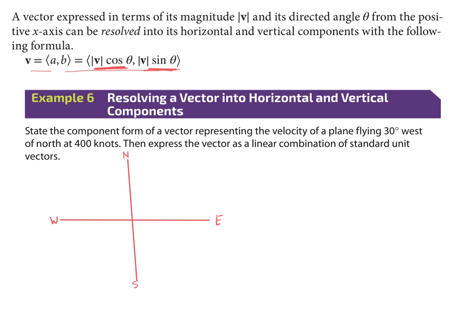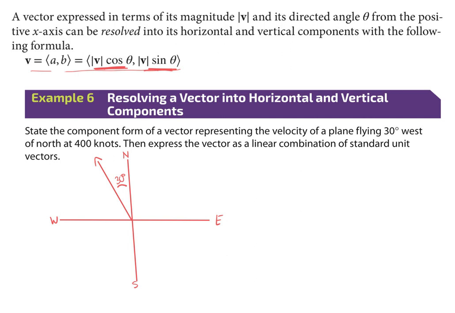And then you're going to do what it says. So it was traveling 30 degrees west of north. That tells us that this is where we are. This guy right here is our 30 degrees, okay? That's what that is telling us. That is our 30 degrees, all right?